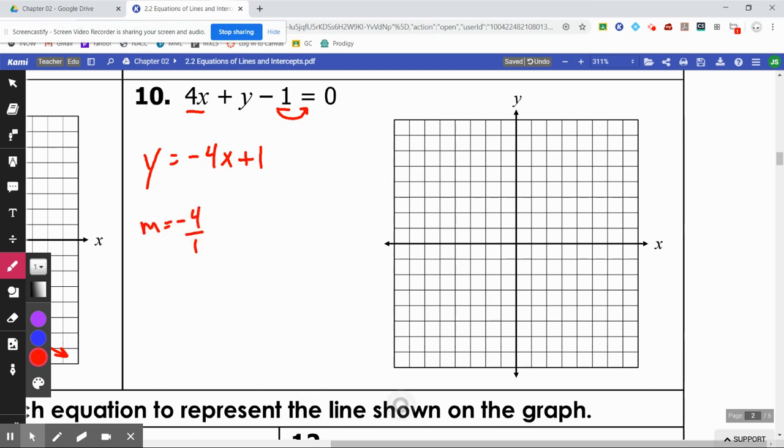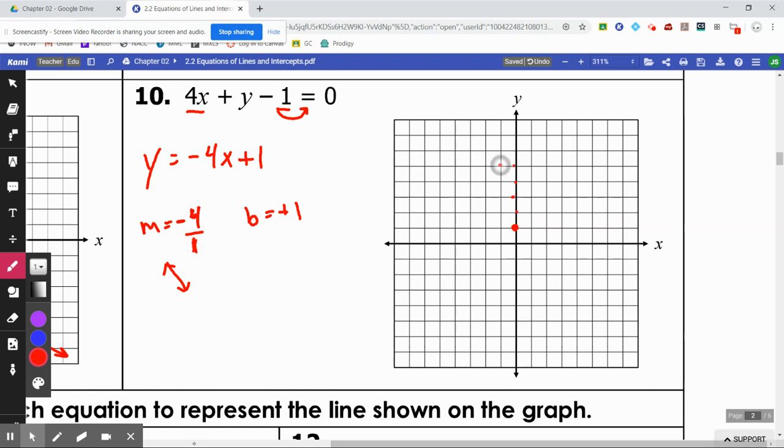So we have a rise and a run. You have a y-intercept of positive 1. So this is going to cross at 1. A negative slope would be a downhill line. So we're going to rise 4, run 1. So we're going to rise 1, 2, 3.